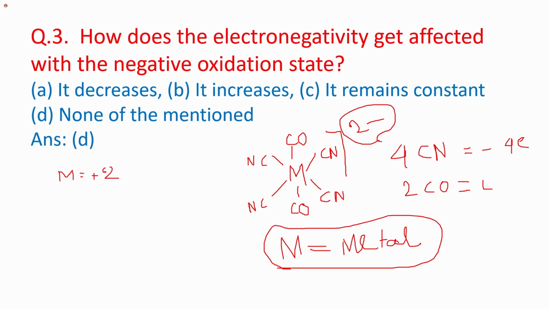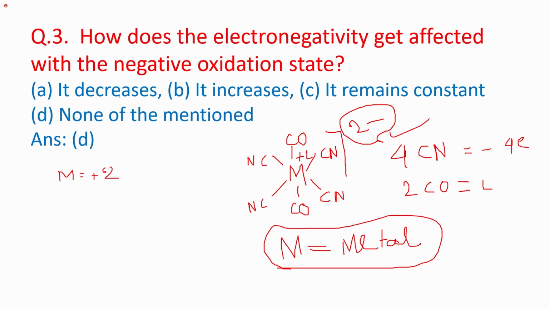Why is it a negative oxidation state? Because the whole molecule has a minus charge. So maybe that is why they are asking about the negative oxidation state of the whole molecule, but actually the metal is in the plus 2 oxidation state. So it depends on the oxidation state of the metal or atom. It doesn't depend on the whole molecule's oxidation state, which may be different, like plus 2 or plus 1 or minus 1, minus 2. So it doesn't depend on this.